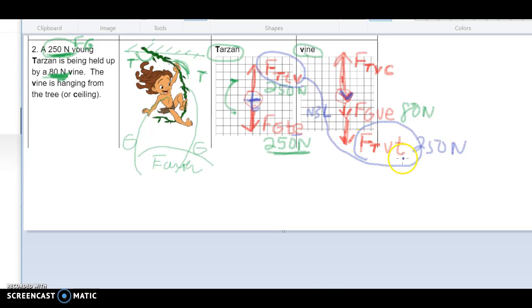Now I can do my balancing. If I have 250 down and 80 down, that's a total of 330. So that means this guy has to be 330 newtons up. All right, that is the end of that one.